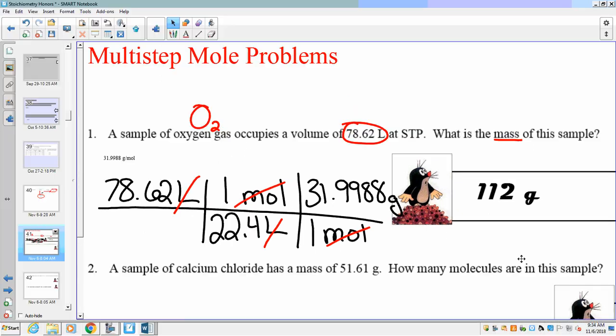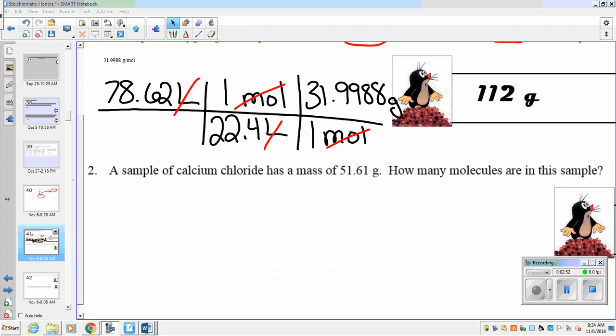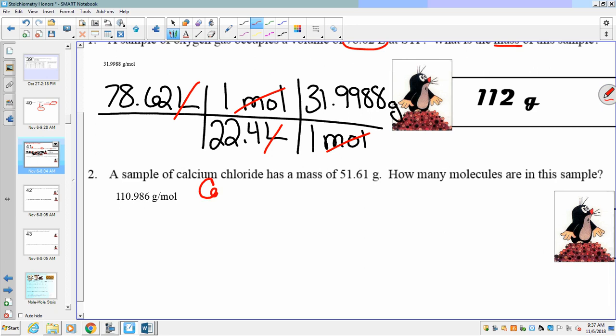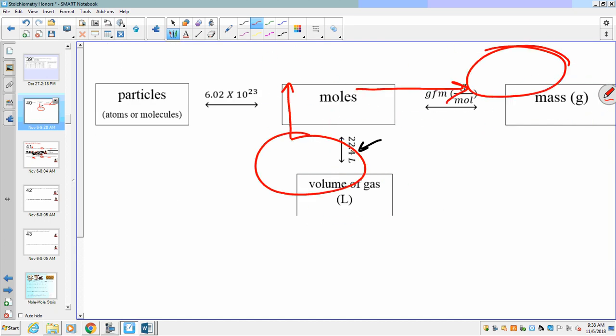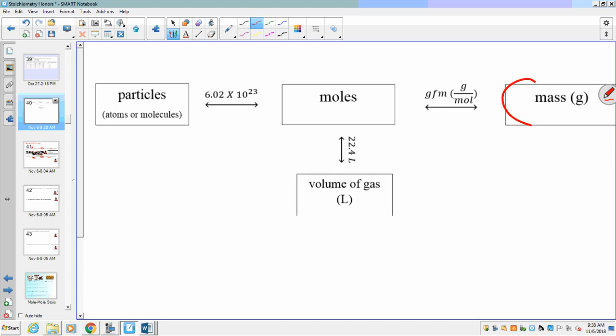I'll pause for just a minute to find calcium chloride's gram formula mass before I do the next question. Sorry about that. Okay, so calcium chloride, remember, is CaCl2, which gives us a gram formula mass of 110.986 grams per mole. We're starting here with grams, and we're going to take this into molecules. So to go from grams into particles, we're going to use first our gram formula mass to get into moles. So we're starting here. We got one step to get us into moles. Then we're going to take one more step to get into particles.